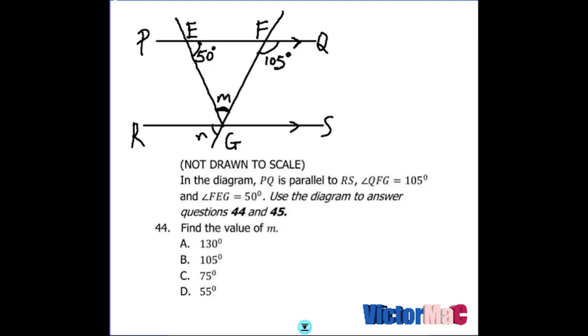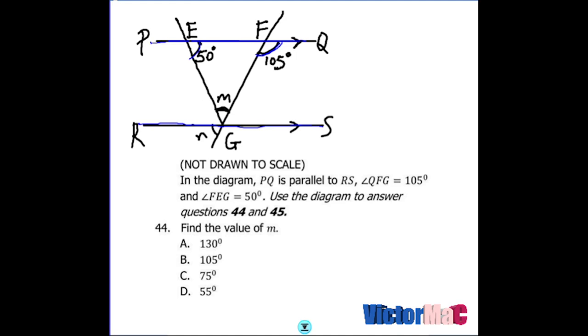Alright, next question. We're going to use this to solve questions 44 and 45. This is a question on geometry, which has to do with angles between parallel lines and a triangle EFG. It says in the diagram, PQ is parallel to RS. Angle QFG is 105 degrees, and angle FEG is 50 degrees. Use the diagram to answer questions 44 and 45. Question 44 says, find the value of M.